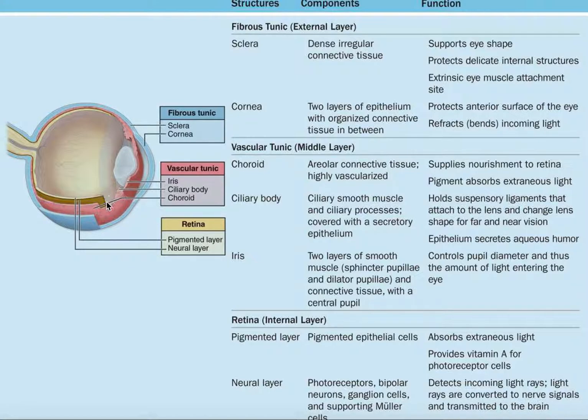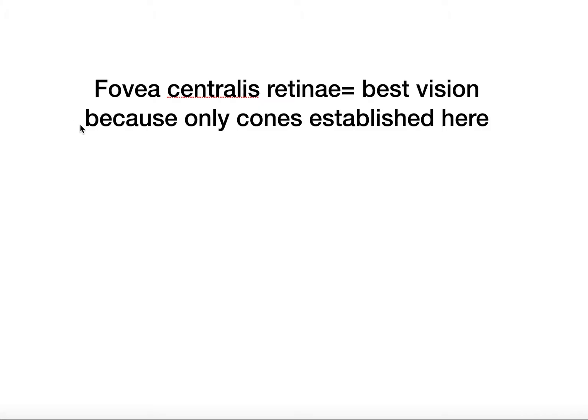Now we also have the choroid, which is over here. The choroid is there to provide nourishment and to absorb the light that would have otherwise scattered or dispersed. You need to know that the fovea centralis retinae is the best vision. That's where you get the best vision because only cones can be found here. But we'll come back to that later on when we discuss the retina or vision.